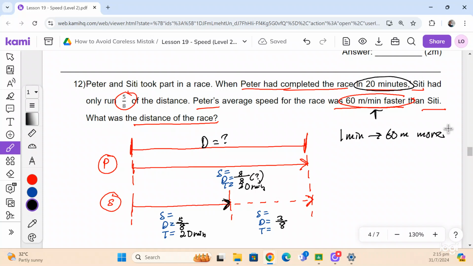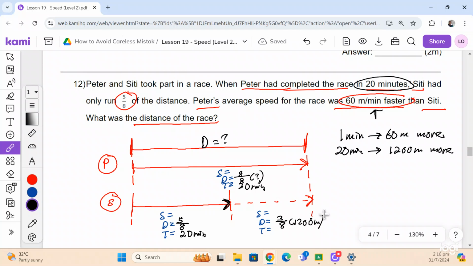Then you look at the time taken for Peter to travel. Peter took 20 minutes to complete the race. So that will be how many meters more than Siti? That will be 60 times 20, which is 1,200 meters more than Siti. So that tells you that Peter is ahead of Siti by 1,200 meters. And isn't that over here? So Peter is far ahead of Siti, and Siti is behind him.